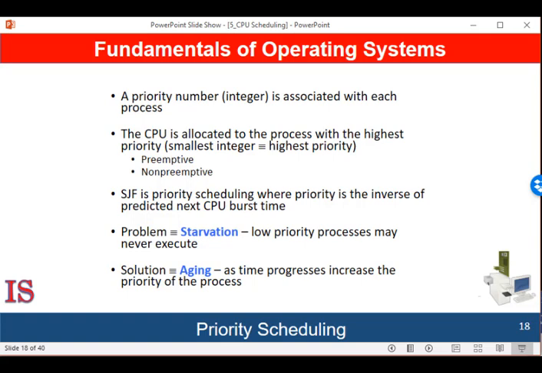A solution to the problem of indefinite blockage, or indefinite postponement as it's called by other authors, is aging. Aging involves gradually increasing the priority of the processes that wait in the system for a long time. For example, a low priority job could periodically have its priority increased every few cycles until it eventually moves to the top of the queue. Eventually, even a process with the lowest initial priority would have the highest priority in the system and would be executed. In fact, it might only take minutes for the low priority job to age to a priority 0 job.